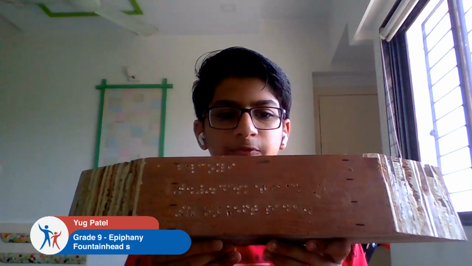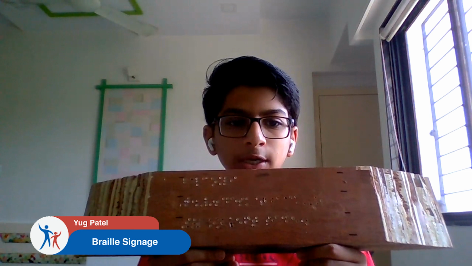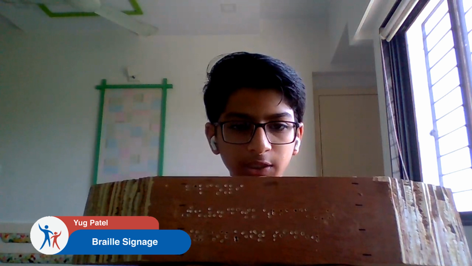This is my final product, and this is basically going to be mounted on a wall of a visually impaired person's house, and it becomes a rail structure which can be used by the visually impaired person to move around freely. And secondly, it has instructions about the surrounding area.